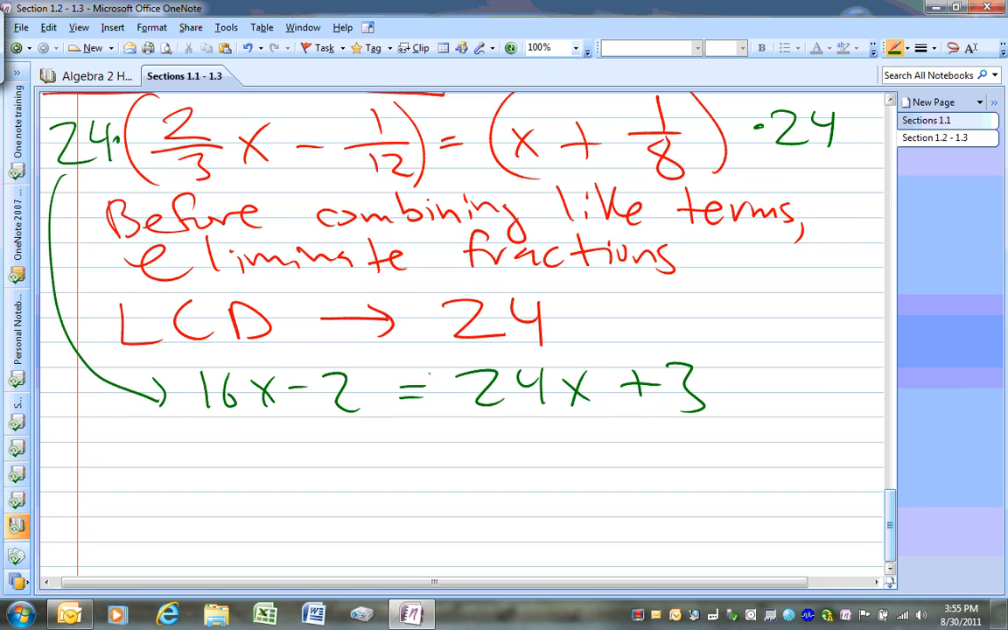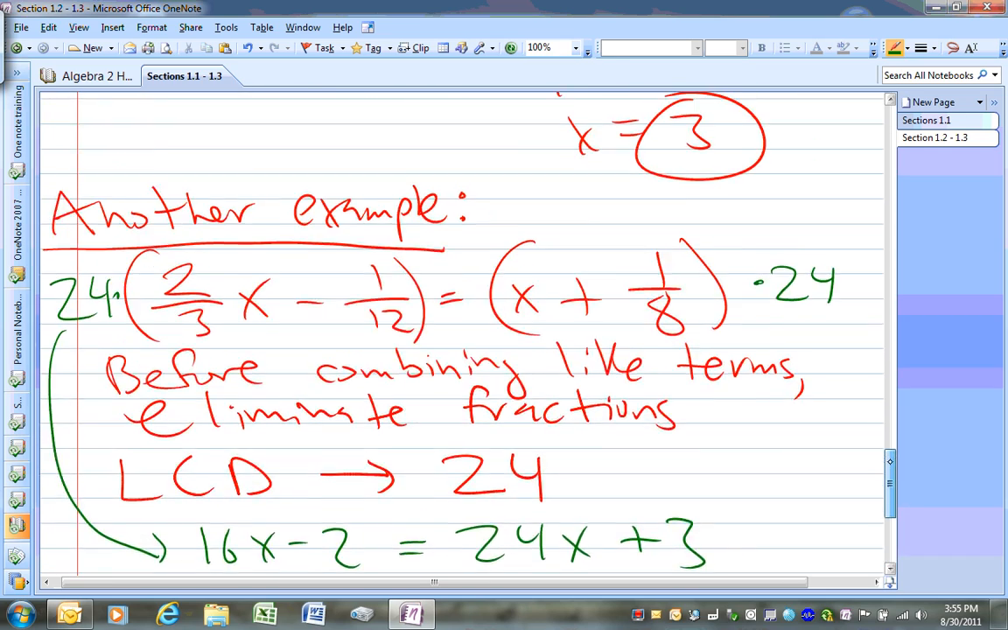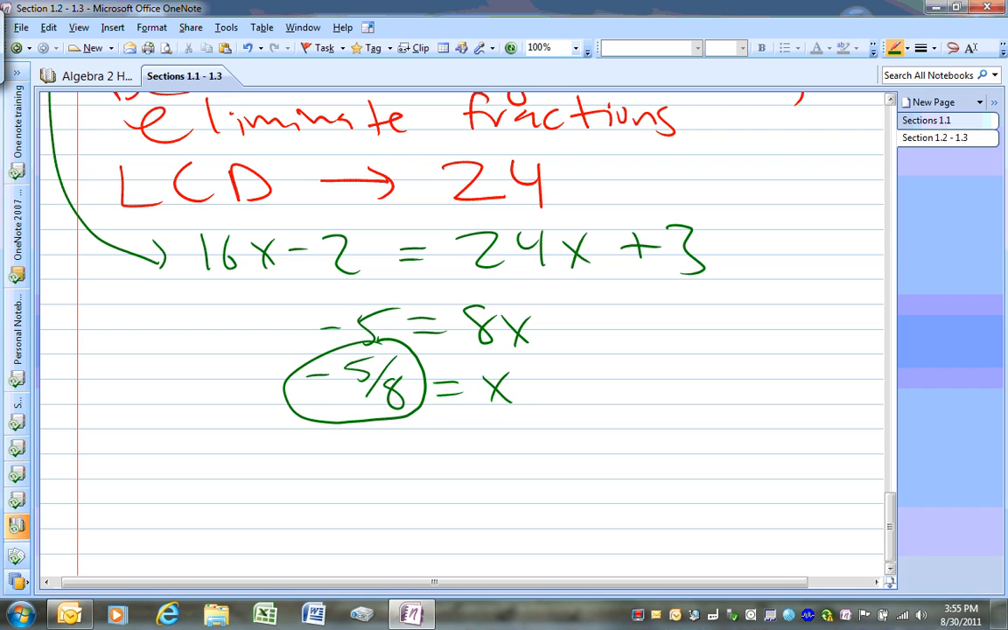Now we combine like terms. You get 8x on this side, negative 5 on that side. X will equal negative 5/8. You probably should check just to be sure. And I'll show you how you guys can use a calculator tomorrow to check your answers. Kind of hard to do on this, and it's kind of lengthy to explain, but that's what we do for that one.